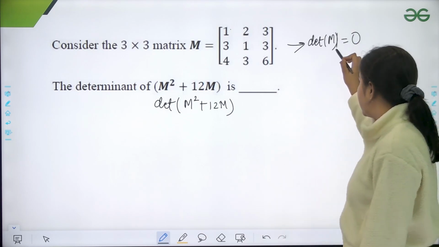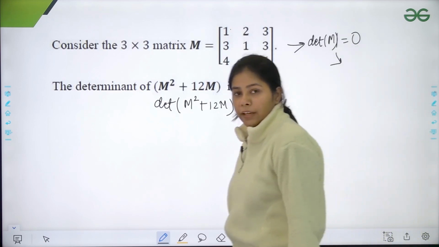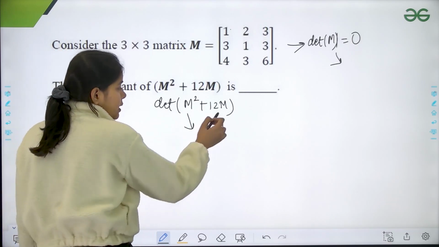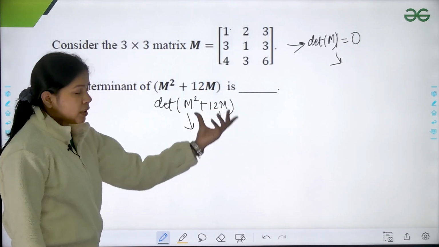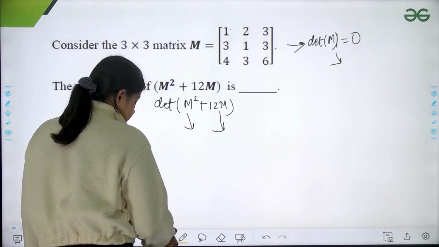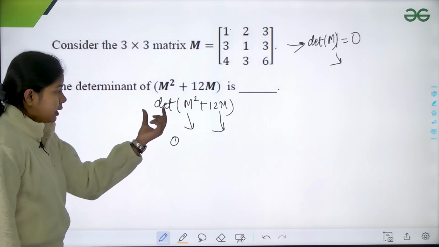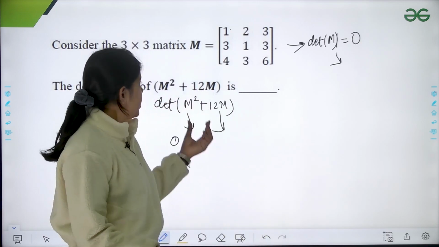So if the determinant of M is 0, that means one of the eigenvalues is 0. So the eigenvalue of M square is 0, and the eigenvalue of M is 0. That means the determinant of M square is 0, and the determinant of 12M is 0. So overall the determinant would become 0. Right, so I can break the determinant of M square plus 12M as the determinant of M square plus 12 into the determinant of M. The determinant of M is 0.